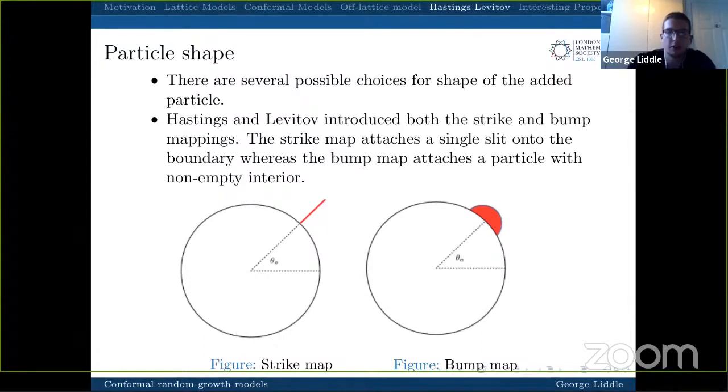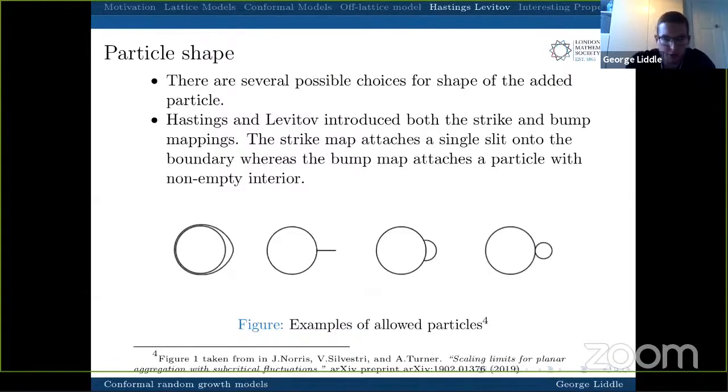So Hastings and Levertov introduce in their original paper two types of map, which they call the strike and bump mapping. The strike mapping attaches the slit onto the boundary, which we've discussed already, and the bump map attaches this kind of semicircle but with non-empty interior on the boundary of the disk. Other examples of what's allowed include a blob map, where the particles attach all the way around the disk, but it's concentrated more at one point. You've got the slit and the bump map, which you've already described, and in this case, you can add a tangent to the disk itself.